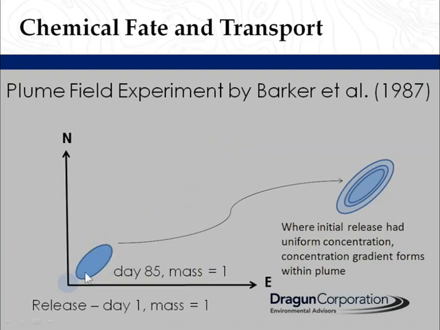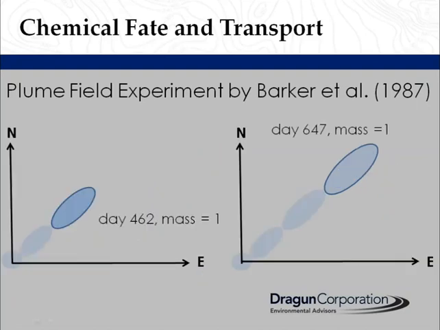So after a certain number of days, the mass is moved. It's still total mass of 1 because it's a conservative chemical. The release is turned from a point release into an elongated release in the direction of groundwater flow. And although I'm showing the mass here as kind of a solid, it's really a concentration gradient across this oval because it's affected differently at different parts of the mass. We'll talk about that in a couple minutes.